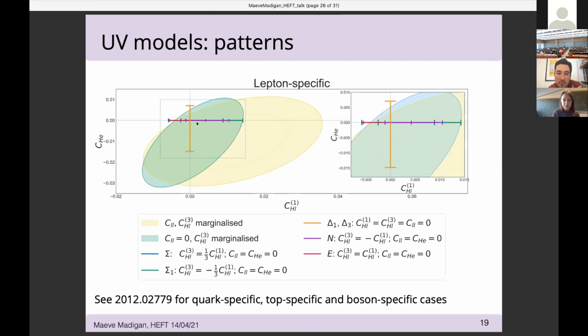And so it's a useful guide, I guess, to the type of constraints applied to models in these situations. And if you look at the paper, I'd recommend looking there for similar cases where we have more quark-related operators, third-generation operators, and boson-specific cases as well.